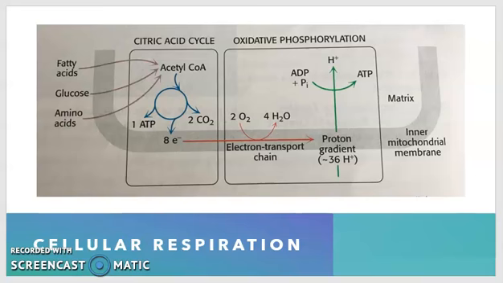Oxidative phosphorylation is powered by the movement of electrons through the electron transport chain, which is a series of proteins embedded in the inner membrane of the mitochondrion. These electrons come originally from glucose and are shuttled to the electron transport chain by electron carriers NAD+ and FAD, which become NADH and FADH2 when they gain electrons.